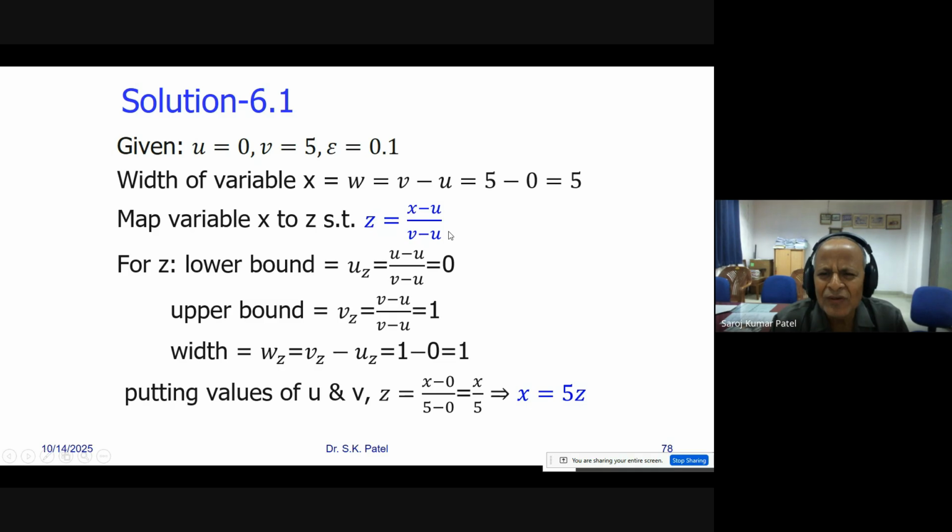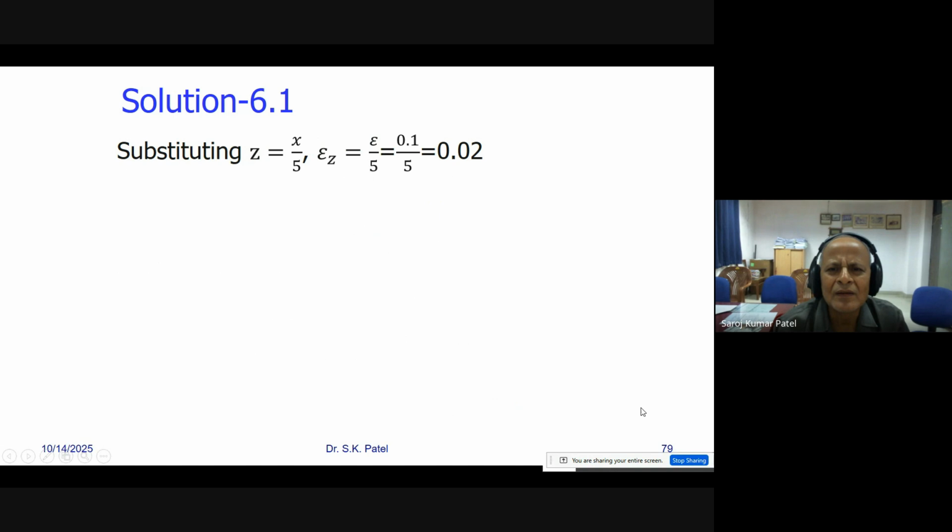And in this expression, z is equal to x minus u divided by v minus u. In this particular problem, the value of u is 0 and v is 5. So substituting those values, this expression simplifies to x by 5, that is equal to z, or x is equal to 5z. Since z is equal to x by 5, correspondingly the epsilon for z, the accuracy for z, will be epsilon by 5. So 0.1 for x becomes 0.1 divided by 5, that is 0.02 for z.